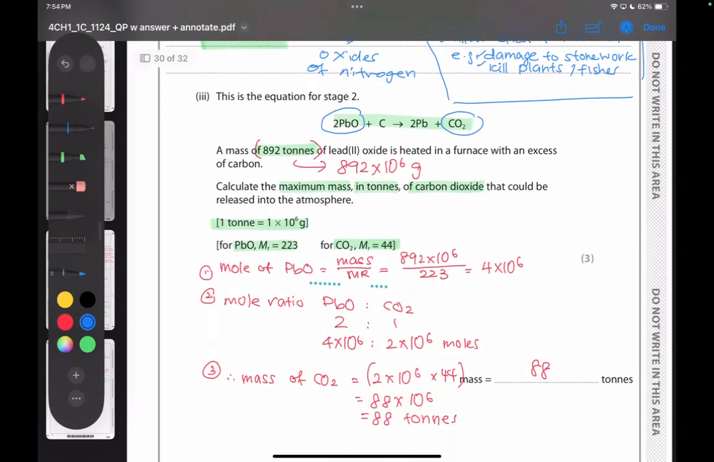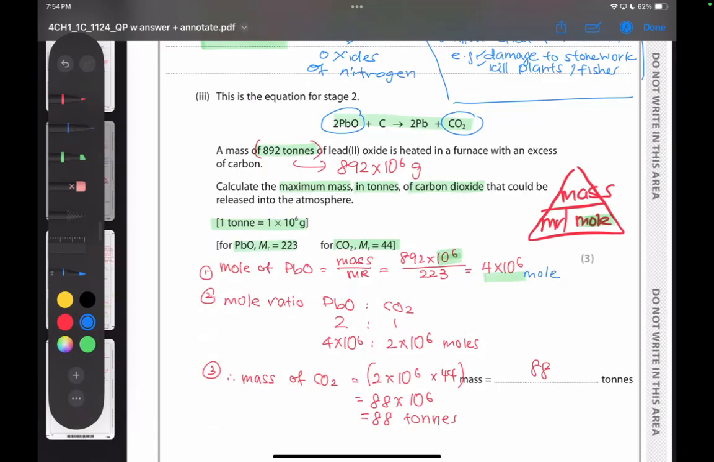So essentially, we are using this to calculate this. The first step here is to always find the number of moles. I'm going to draw out the triangle. Mr. Mole wears a mass hat. So to find mole, we use mass divided by Mr, and the mass we want to convert to grams, so we multiply by 10 to the power of 6. Mr is also given, that's 223 for lead oxide. So we end up with 4 times 10 to the power of 6 moles of lead oxide.